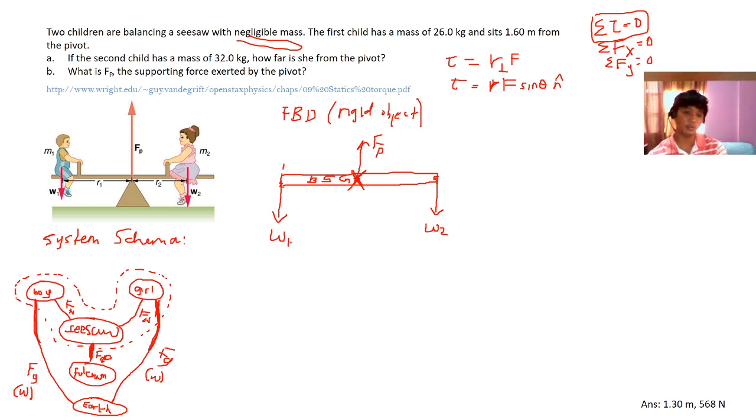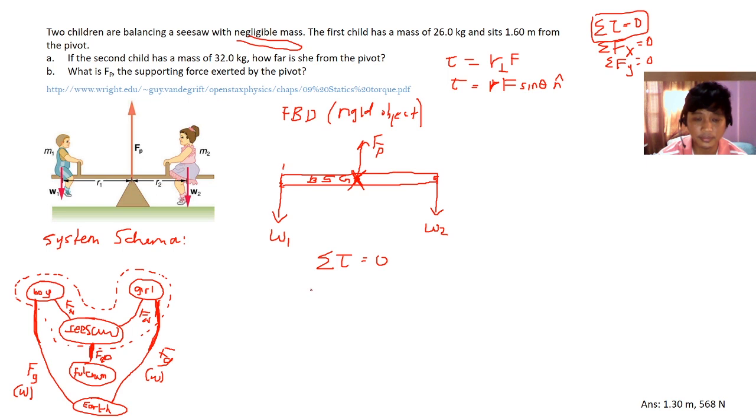I know W1, I know W2, right? But I don't know much about FP. So I want that torque produced by that FP to disappear because then R_P is zero, because it is where the axis of rotation is. So I'm gonna go to summation of torques equals zero.